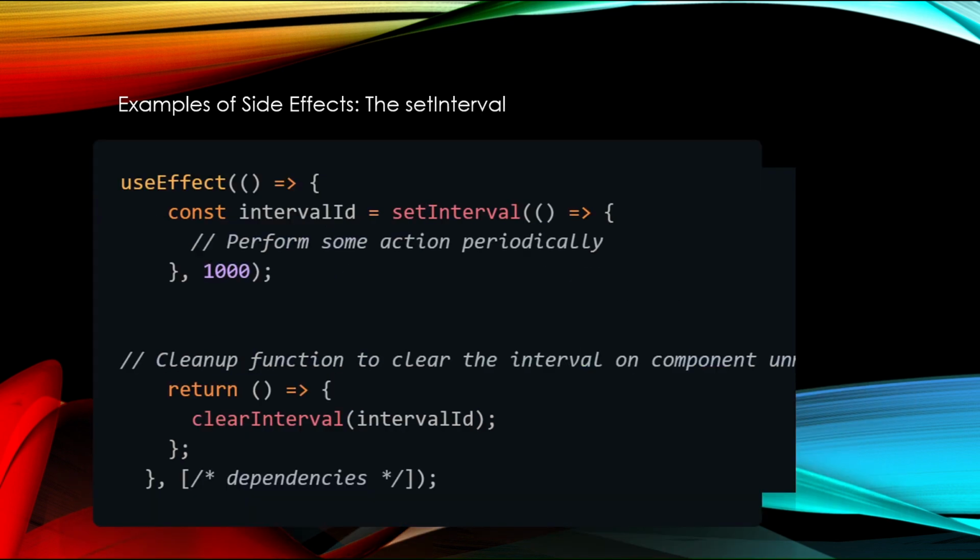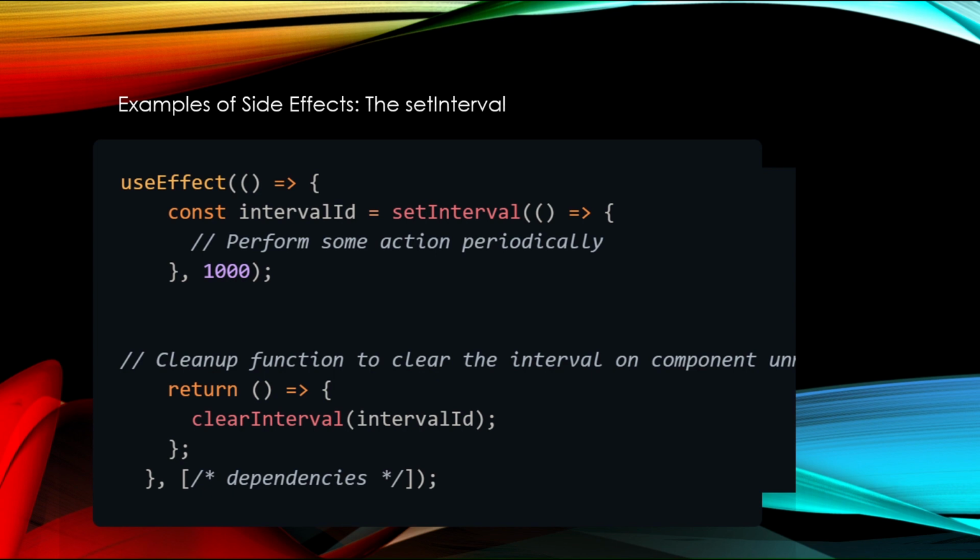Another example is working with a set interval. So let's say we want to execute something periodically at set intervals. We could choose to perform some sort of action maybe after every second, so to keep on working repeatedly. And then let's say we want to clean this up. That is what cleanup functions help us to do, because we need to clean up sometimes the side effects, the resources that are no longer in use.